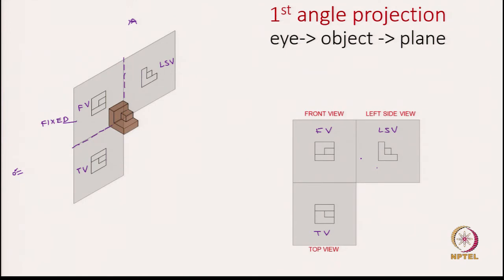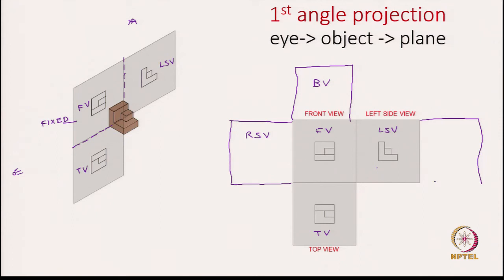And what about the remaining 3 views, the right side view, bottom view and the rear view? We place the right side view to the left of the front view. And where do we place the bottom view? We place it above the front view. And lastly, the rear view, we said we always place it next to the left side view. So, we can place it here. This completes all the 6 basic views we have, all done in the first angle projection.